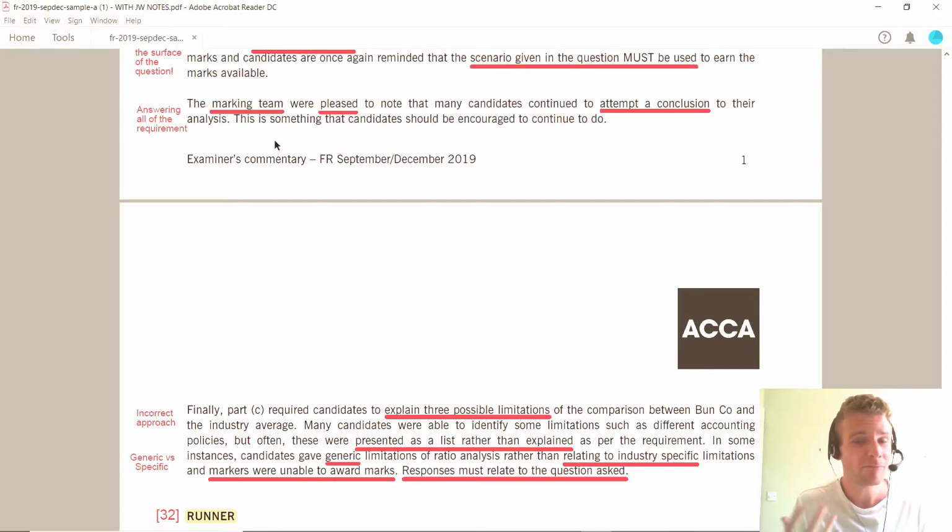So you've got to go into a relative bit of detail on here, a couple of sentences, maybe 3, to make sure you guarantee that point. But the key thing for part C was, are you being generic or are you being specific? Specific answers get the 1 mark, generic answers get nil or half. That's what they're referring to here. So as we can see from their comments on the screen, presented as a list rather than explained, generic, relating to industry specific, that is going to be specific.